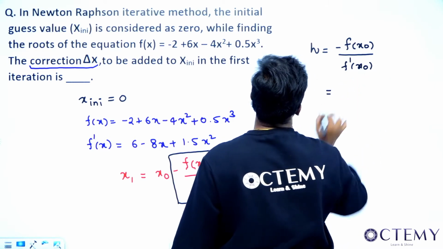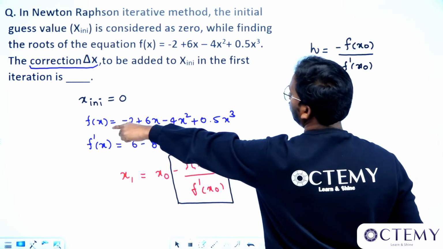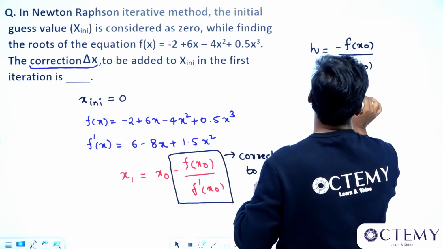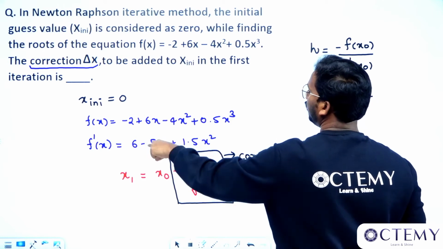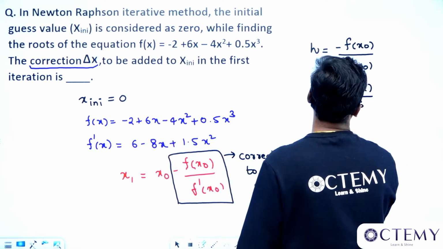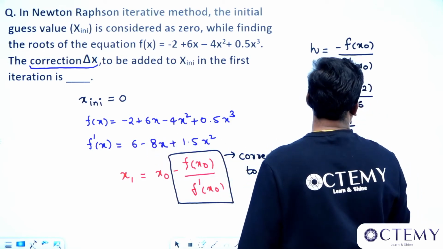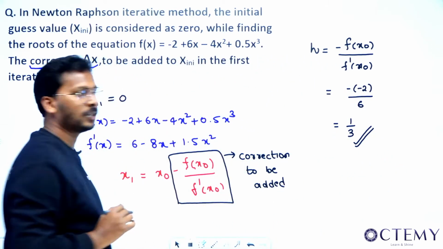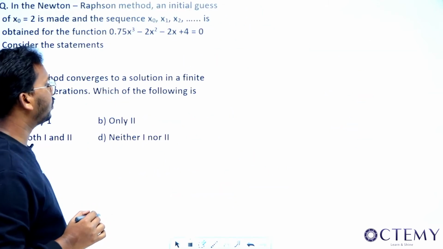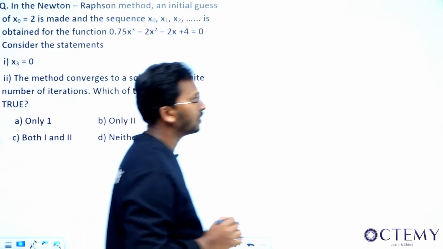So this is very simple, sir. If you put 0 in f of x naught, that would become minus 2, so minus of minus 2 divided by, if you put 0 in f dash, you will get 6. So the answer is 1 by 3, the correction which we have to add, sir. Right? So this is an interesting question. Very good. Let us go to the next question.